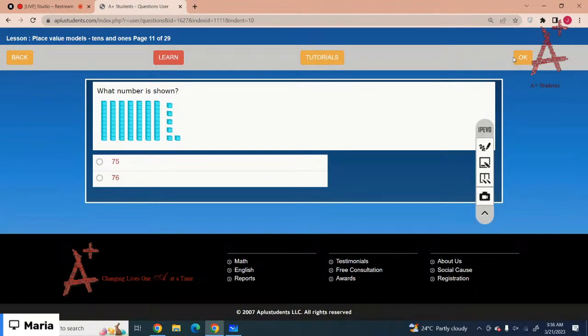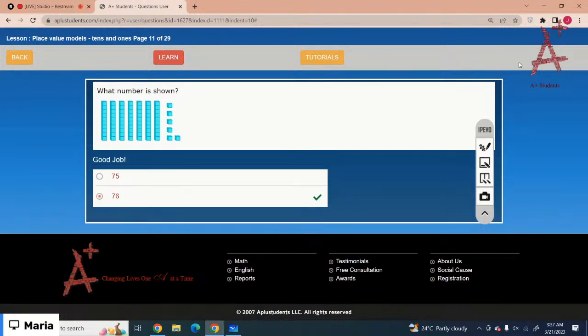What number is shown? 75, 76. Yes, it is 76. Got it? The correct option is 76.